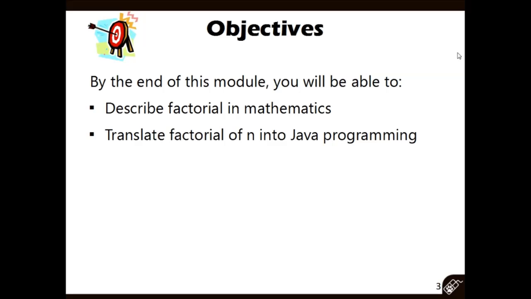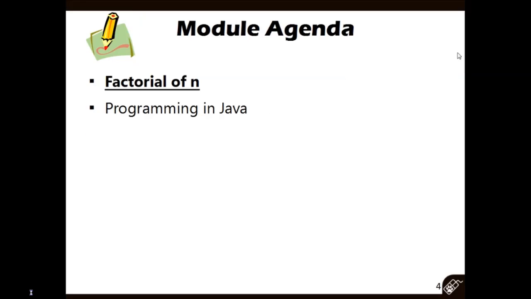We're going to be talking about factorial in mathematics, and as always, we're going to try to translate the factorial of n into Java programming. So our first agenda of the day is factorial of n.